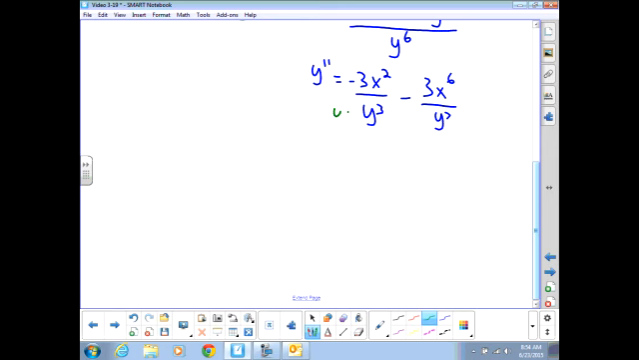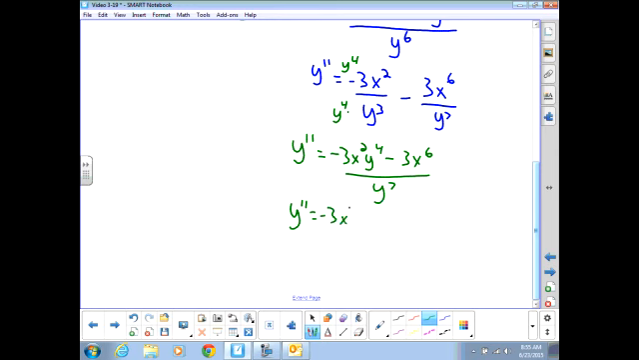We'll have to multiply each of these by y to the 4th. So this will be y double prime equals negative 3x squared y to the 4th minus 3x to the 6th all over y to the 7th. Well, notice they both have a minus 3x squared that can be pulled out, leaving us with y to the 4th plus x to the 4th all over y to the 7th.